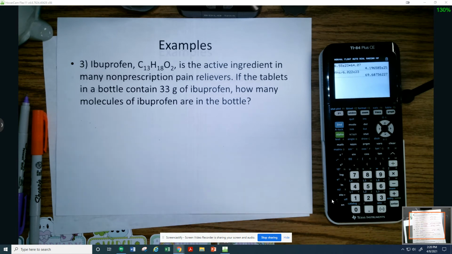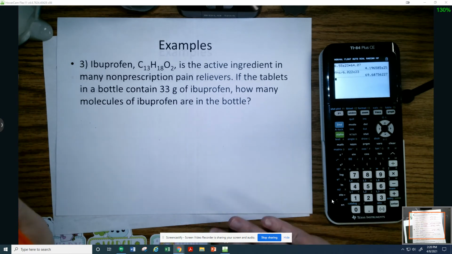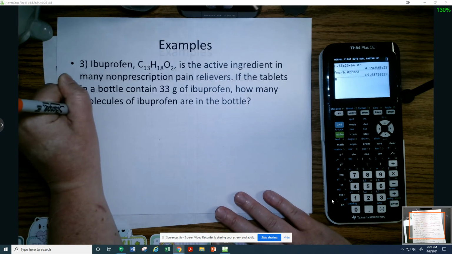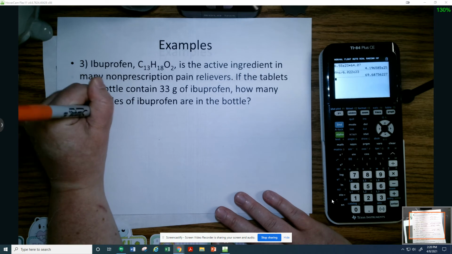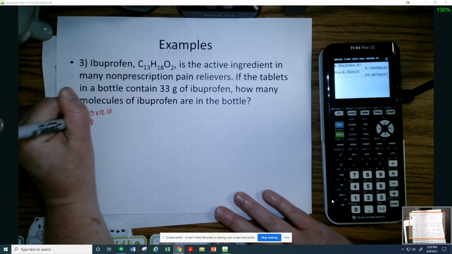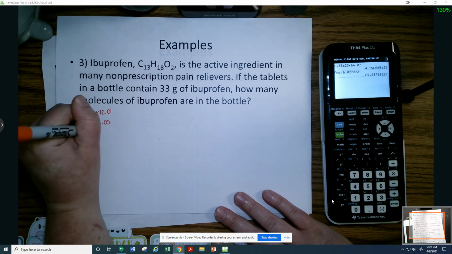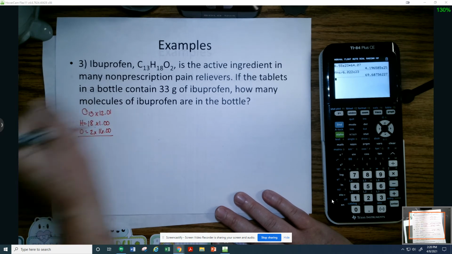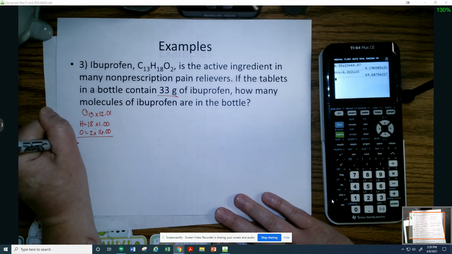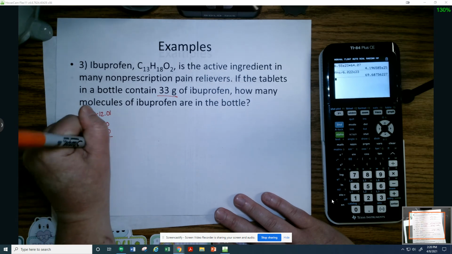So again, I hope you took my recommendation on trying to solve these on your own. The first thing you should have done was find a molar mass, using 13 carbons at 12.01, 18 hydrogens at 1, and 2 oxygens at 16. The reason why you needed that is because your given is grams. The molar mass I calculated was 206.13 grams per mole.